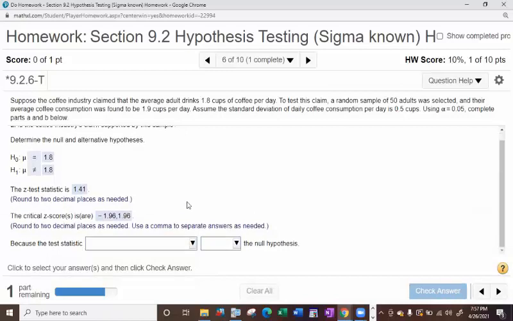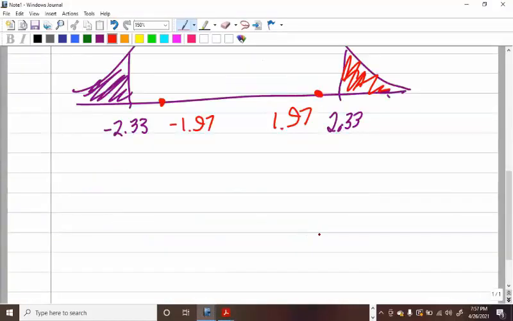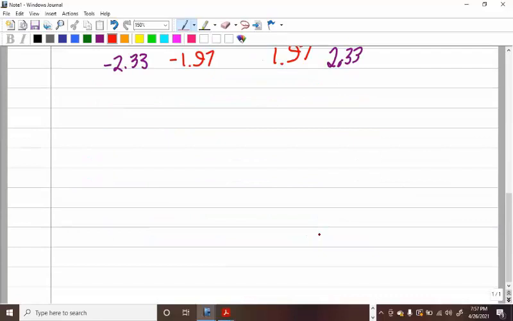Because the test statistic, okay. Well, let me do the picture thing again. We might do it without the picture, but I like the picture. Mainly if it helps you or not. It definitely helps me explain it better.